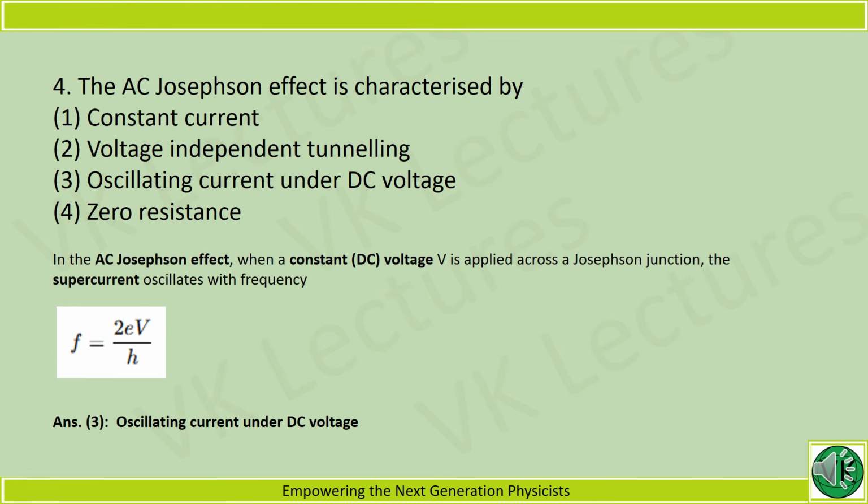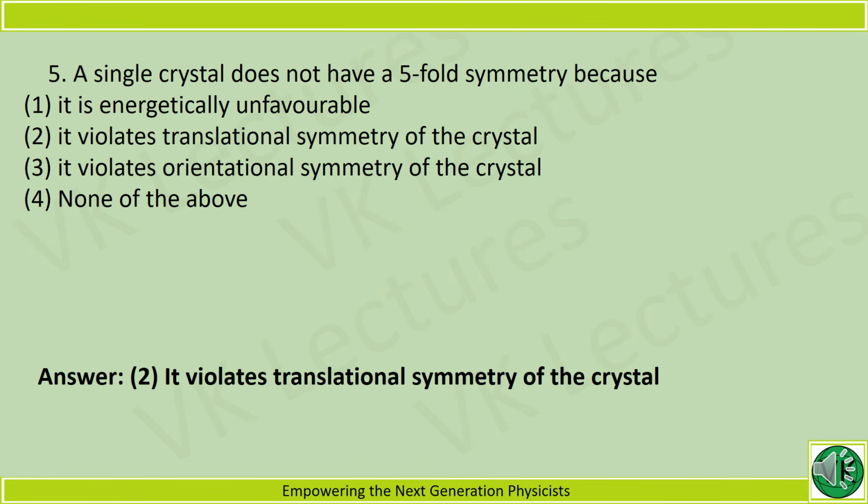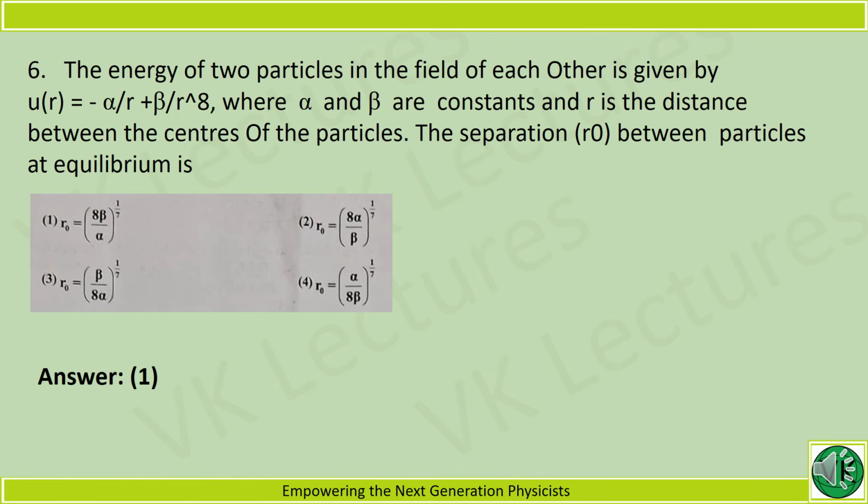The AC Josephson effect is characterized by oscillating current under DC voltage, option 3. A single crystal does not have a five-fold symmetry. This is because it violates the translation symmetry of the crystal, option 2.